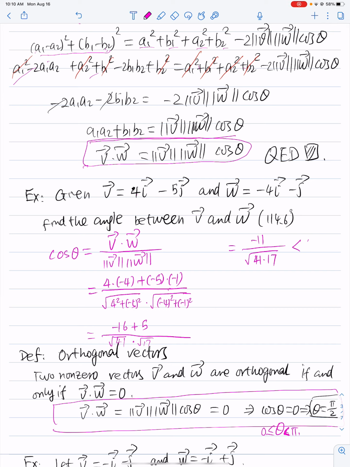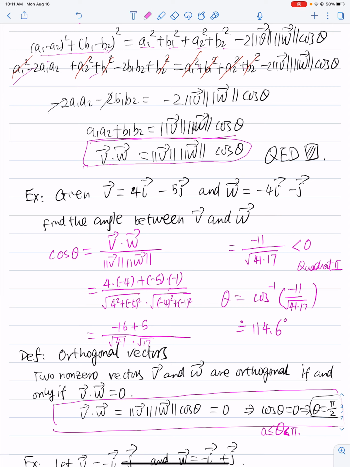Okay, so negative, what happens here? We know this is in quadrant what? 2. With me? So then what will be cosine inverse? Okay, so what will be the angle here? Theta will be what? Cosine inverse of negative 11 over square root of 41 times 17. Okay, actually I cheated here. So what is the angle you will get? It's 114.6 degrees. So in order not to forget, I have already put it here.